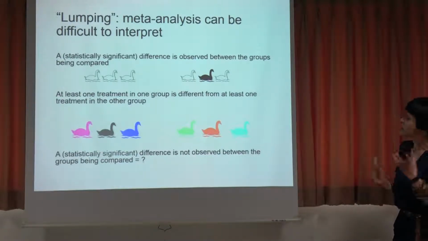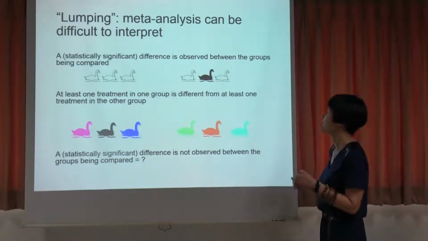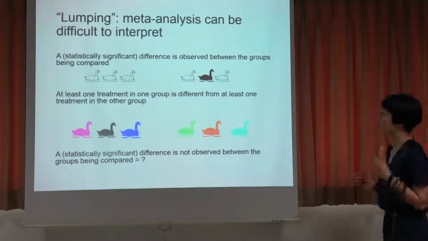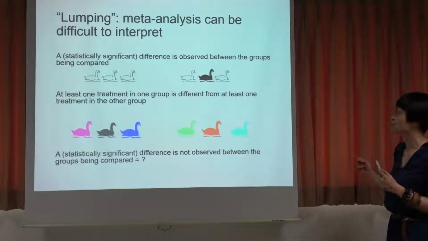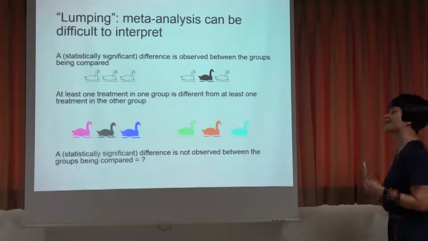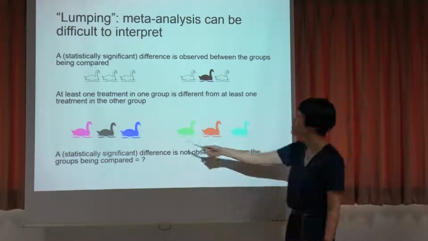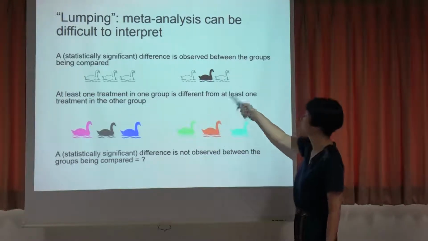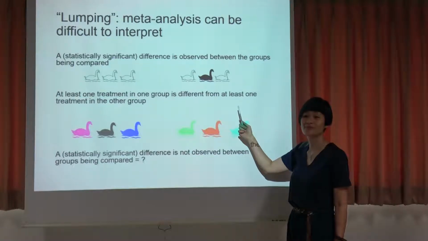Now, the problem with lumping things together is if you compare one group with another, and you get a statistically significant difference between the two groups, what that is telling you is that there's at least one treatment in this group that's different from at least one treatment in another group.